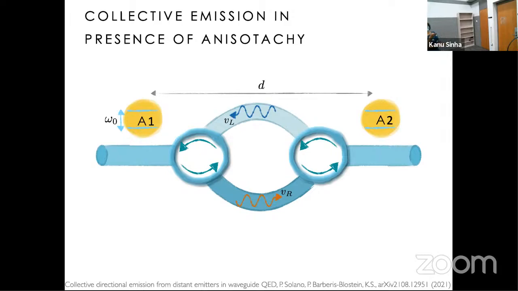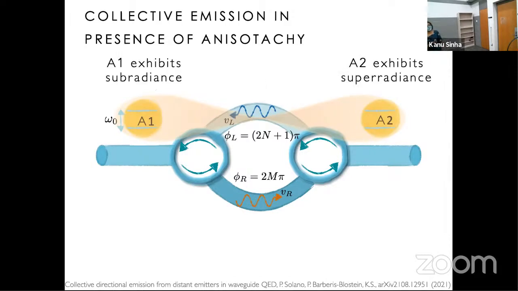So what can happen in such a system is that, let's say, if you prepare our atoms in a collective state to start with, one can have a phase phi L going this way be different from the propagation phase phi R going right. And more specifically, we can consider that the left phase is, let's say, some odd integer multiple of phi, and the right phase is some even integer multiple of phi. So we get destructive interference one way and constructive interference the other way. And this can then allow for one of the atoms to exhibit subradiant behavior while the other atom exhibits superradiant behavior.